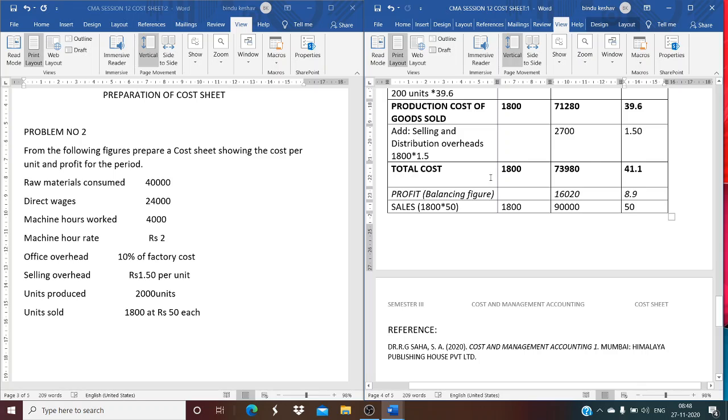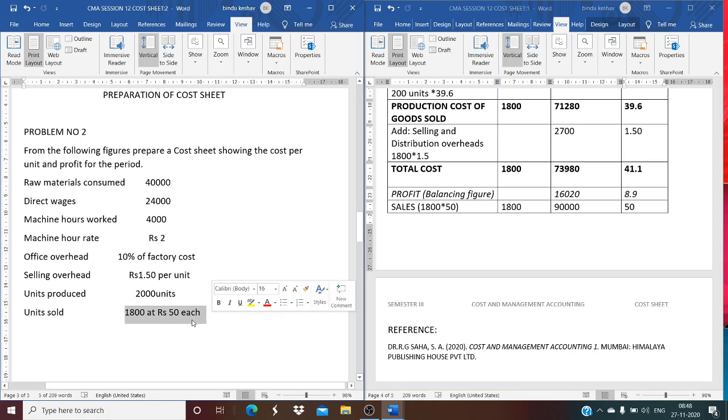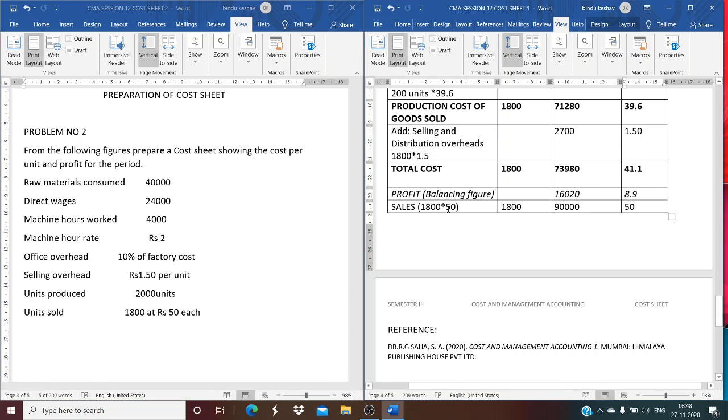Now the total cost we have to find out for 1,800 units: 71,280 plus 2,700, 73,980, and per unit 39.6 plus 1.50, 41.1. This we have found out now, total cost. Next we know that sales. What is sales? Units sold. You can see here units sold 1,800 at rupees 50 each. So sales is 1,800 units at rupees 50 each.